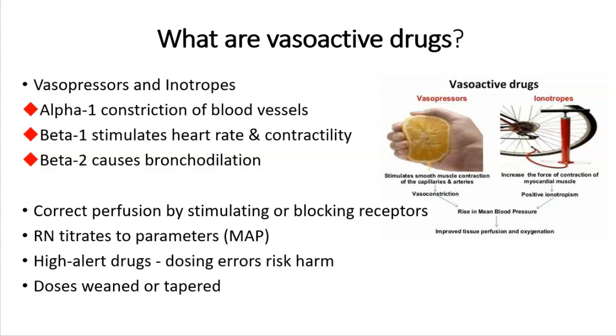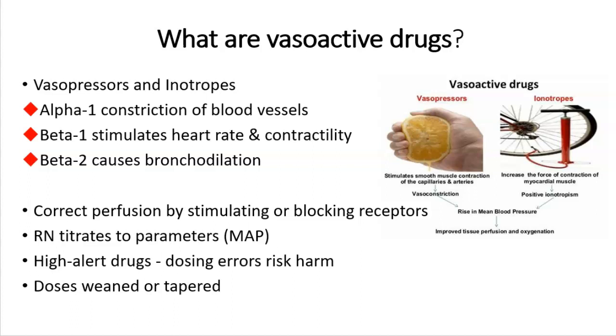titrations of the medications to stay within certain parameters, usually based on the MAP or some other criteria, but MAP is the most common. These are all high alert drugs because mistakes can be deadly. The response to the drugs is very quick and overcorrection can occur. And this is why we make very small incremental dose adjustments and we wean up and off.